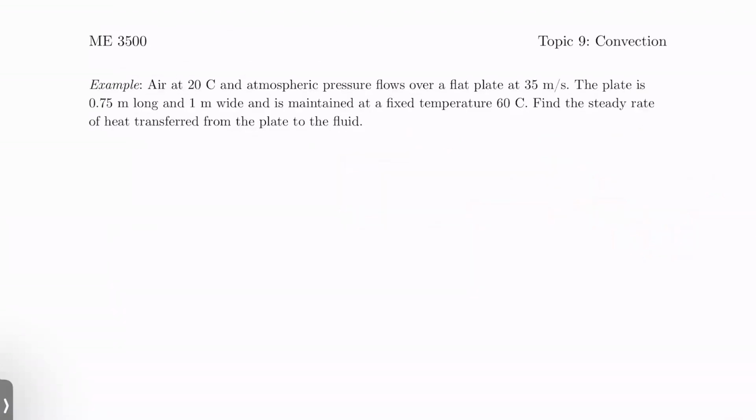Okay, so we have air at 20 degrees C and atmospheric pressure flowing over a flat plate at 35 meters per second. The plate is 3/4 of a meter long and 1 meter wide and is maintained at a fixed temperature of 60 degrees C. Find the steady rate of heat transferred from the plate to the fluid. All right.